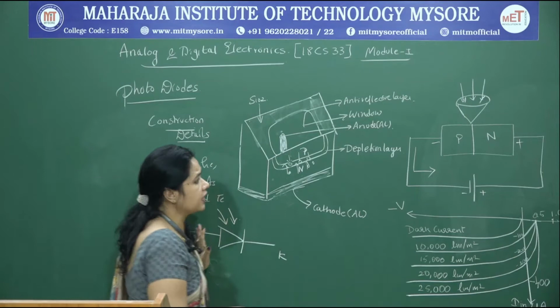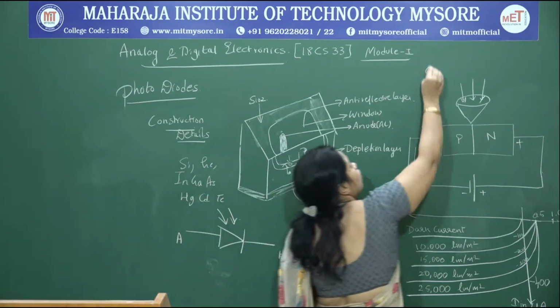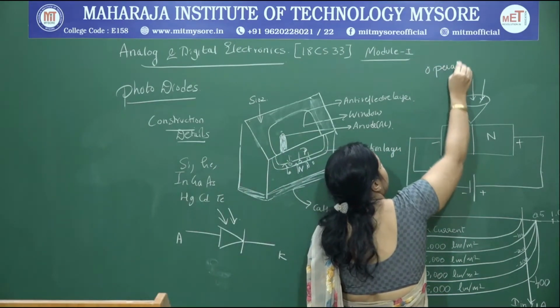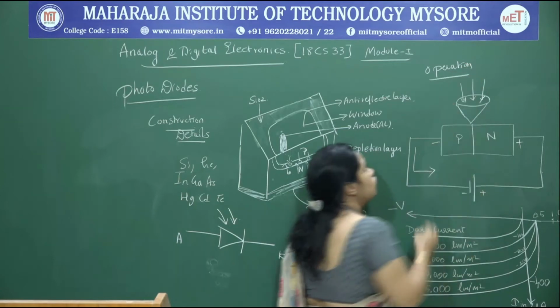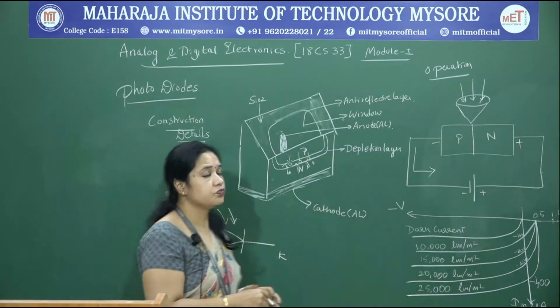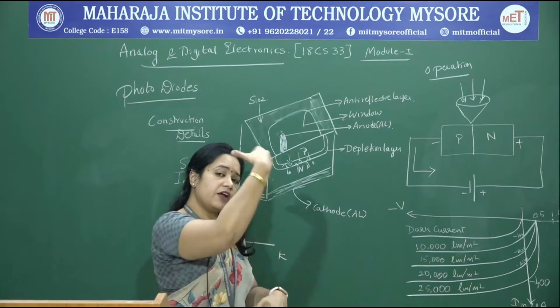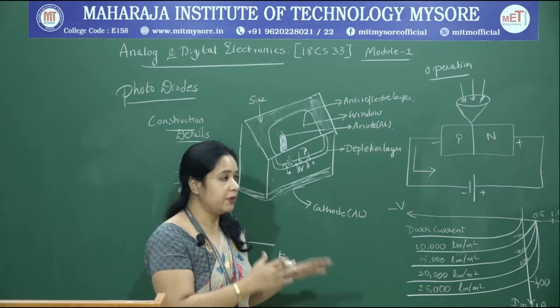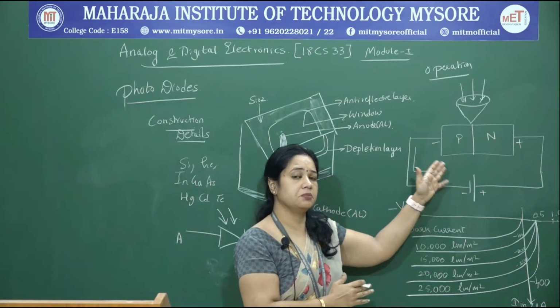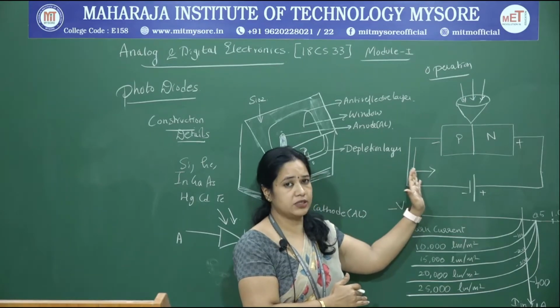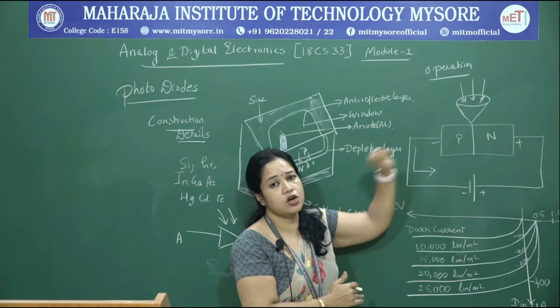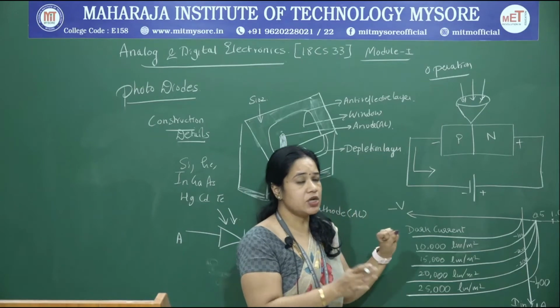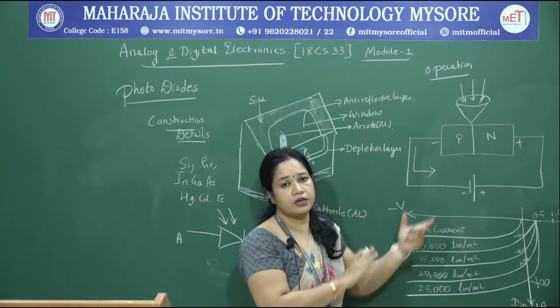And we will take up the working or operational principle of a photodiode. As I said, a photodiode is a diode which starts conducting when light falls on it. So basically the current generated in a photodiode circuit depends on the intensity of light falling on it. Essentially, we will keep the photodiode in reverse bias.